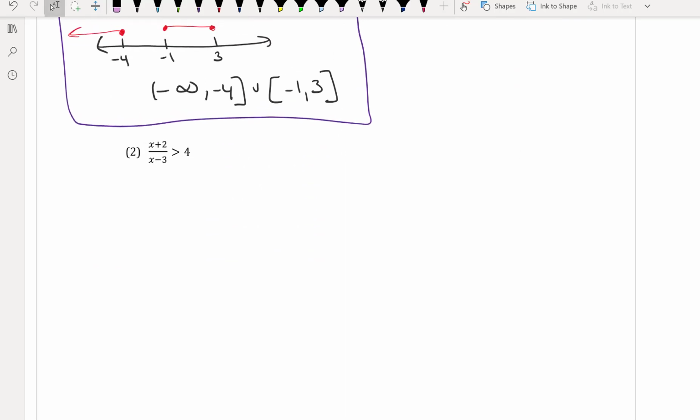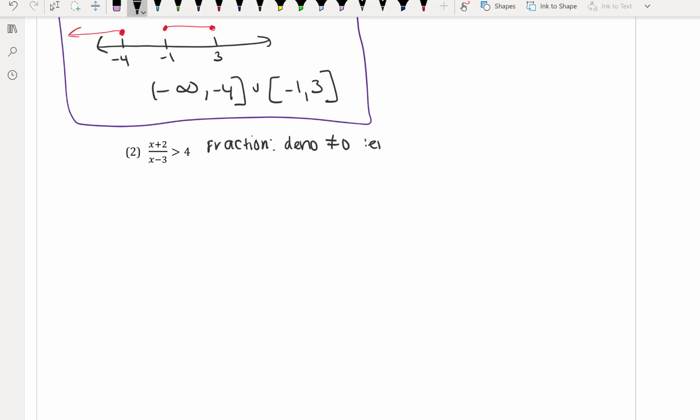Now for the last one, I have a fraction. So I have to be a bit more careful here. So dealing with a fraction, remember, you never ever want the denominator equal to 0.